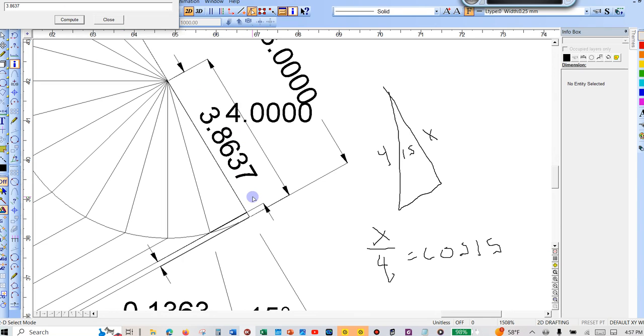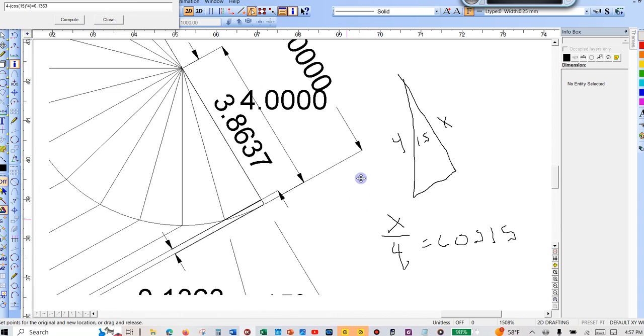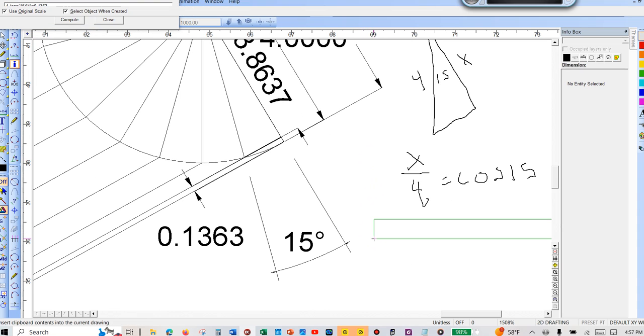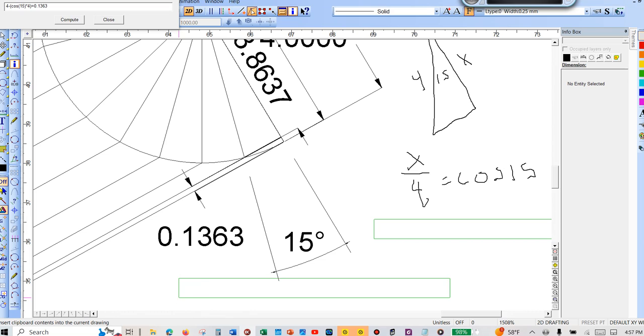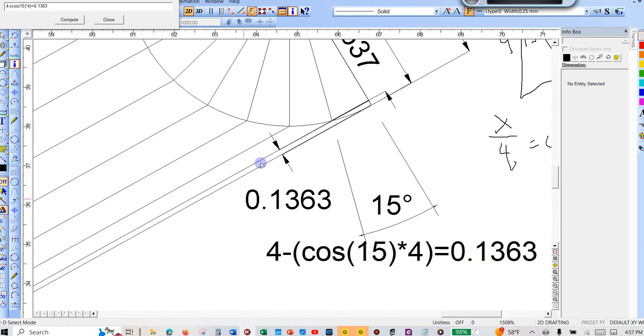What we want to do is find this, so we're going to go 4 minus that. So I'm going to just redo that again. 4 minus, and then I'll put that in parentheses. Control V, close parentheses, copy, put that, hit compute, and then hit Control V equals. All right, that's how you calculate that, right? And that's the same for all of them.